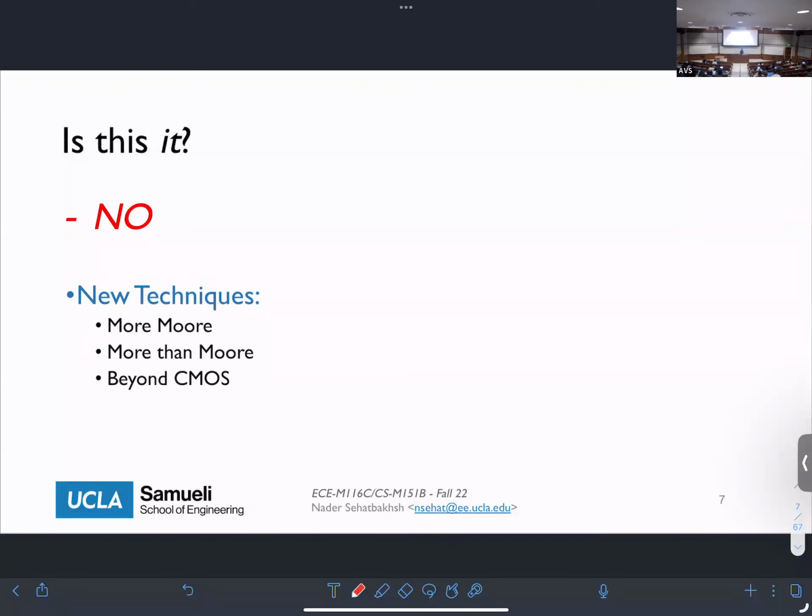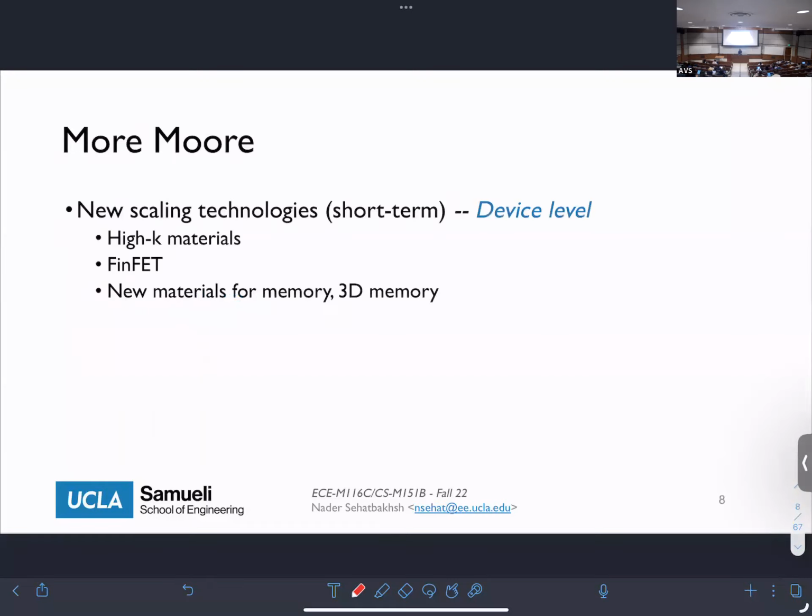So there are three things that I want to talk about. What we call More Moore, which basically says that Moore's law hasn't ended; there are chances that we can continue it. Then there's More than Moore, which is mainly about adding other things to our processors. And the final thing is that we can move forward from CMOS technology, and maybe start thinking about other technologies, including quantum computing and so on. So I'm going to talk about these three.